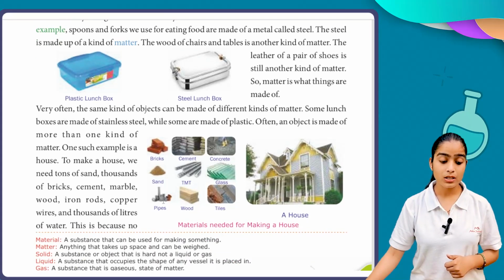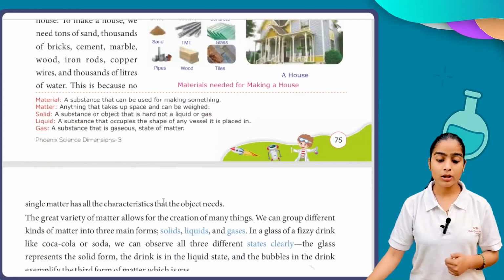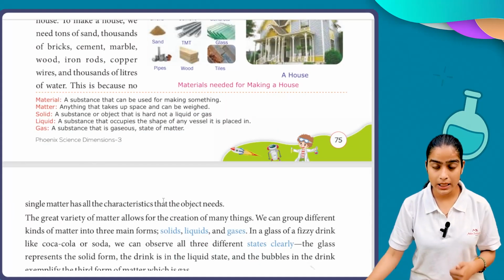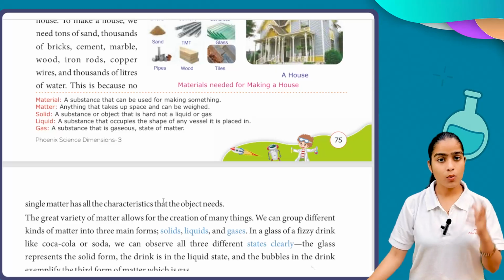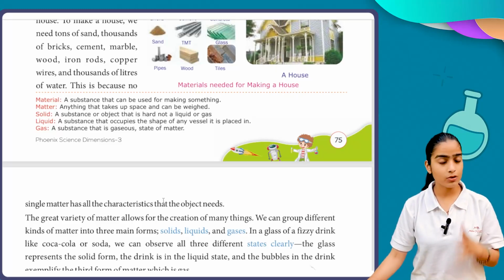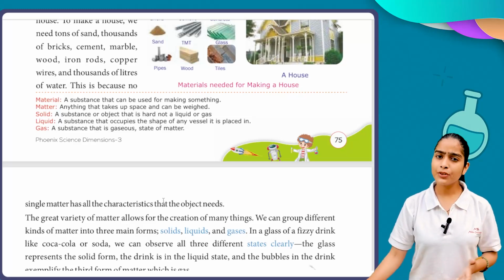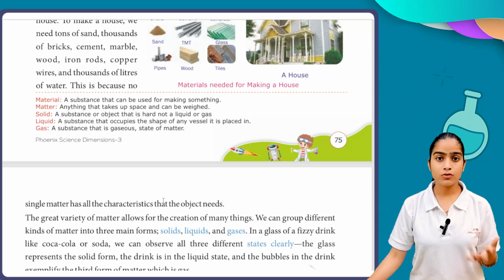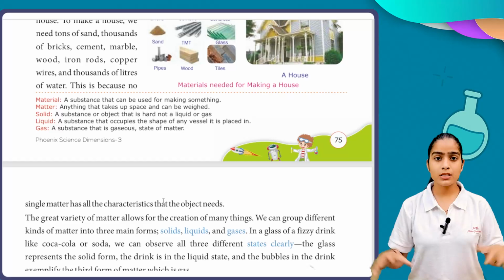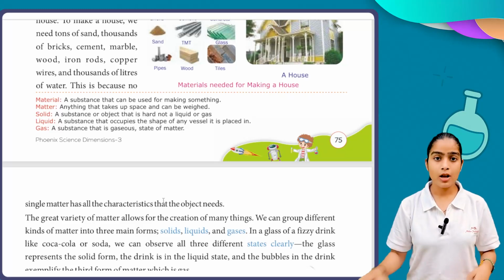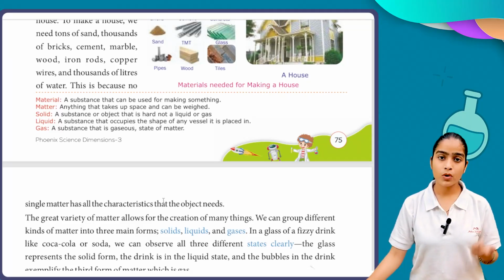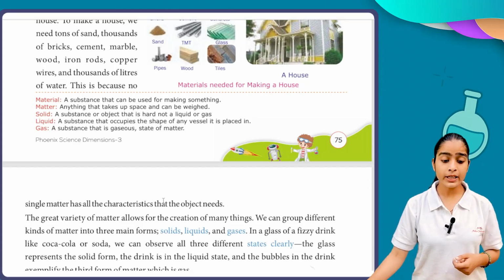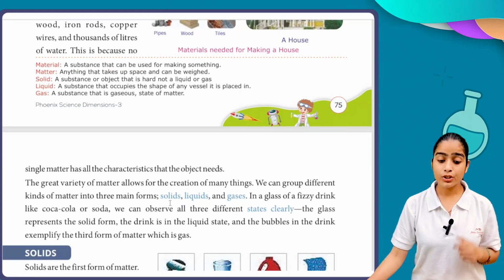This is because no single matter has all the characteristics that the object needs. It means if we say only one single matter is enough for all the things we need, it's not possible. We need different things to fulfill our needs. If we need a strong thing, we use steel. If we need something cold which gives us coldness, for example, soil. So these are the things we use for our different purposes. The great variety of matter allows for the creation of many things.